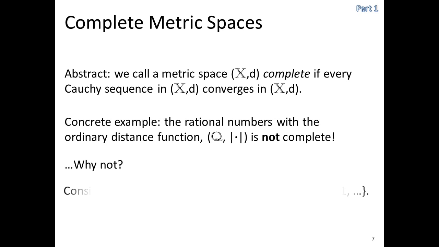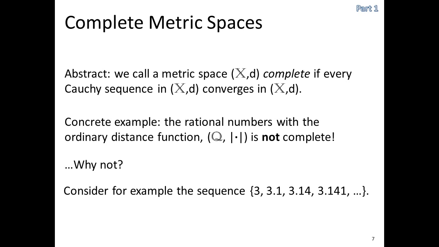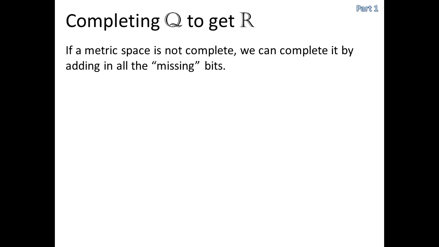Why is this? Well, here's a sequence: 3, 3.1, 3.14, etc. This is a Cauchy sequence of rational numbers, but its limit is pi, which is not rational, which means by our abstract definition here, Q cannot be complete with this ordinary distance function, because if it was, then the limit of this sequence should be a rational number, but it isn't. So what do we do about this? Well, we complete Q to get the real numbers, and we do it in exactly the way I've just described.